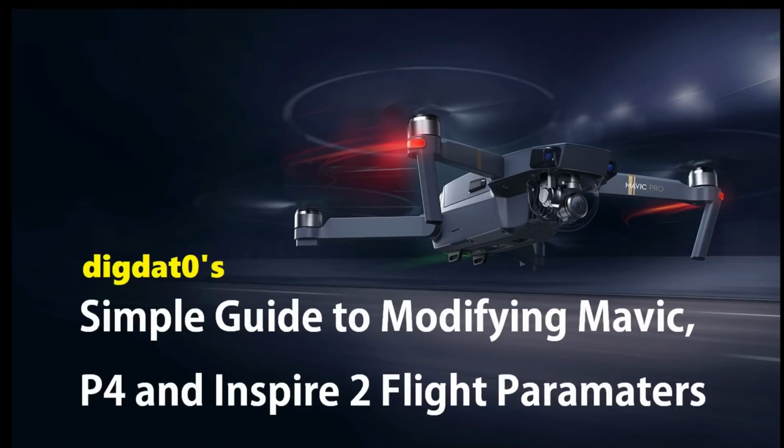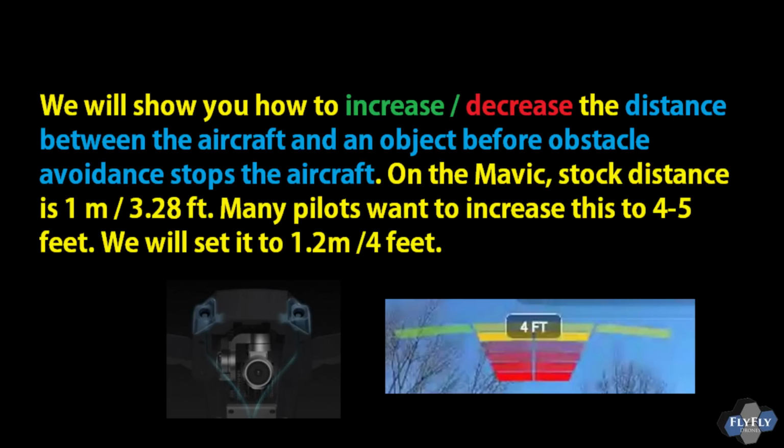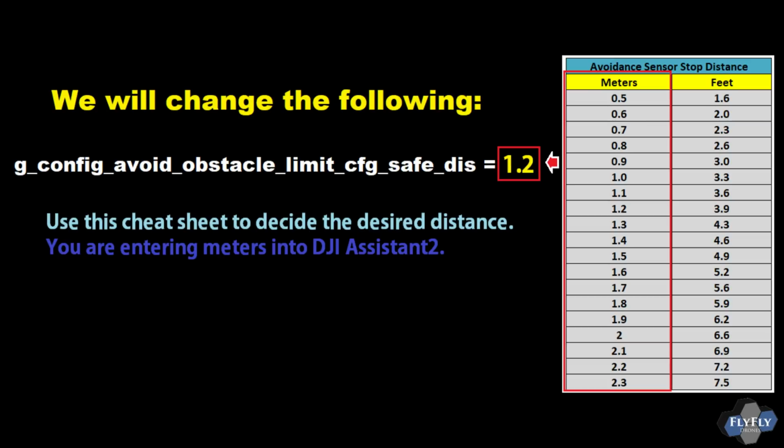One of the common requests that I get is for folks to be able to increase the distance between it and the object at which obstacle avoidance stops. And so what we're going to do here is show you how to increase or decrease that distance between the aircraft and an object when the sensors are on. So here's a little cheat sheet.